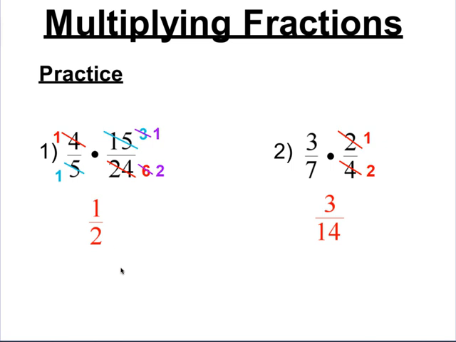Had you missed or not done some of the simplifying, you would have gotten a larger answer at the beginning when you first multiplied, but you would have had to simplify your answer, and if you simplified your answer all the way down, you should still get 1/2 if you did your math correctly.